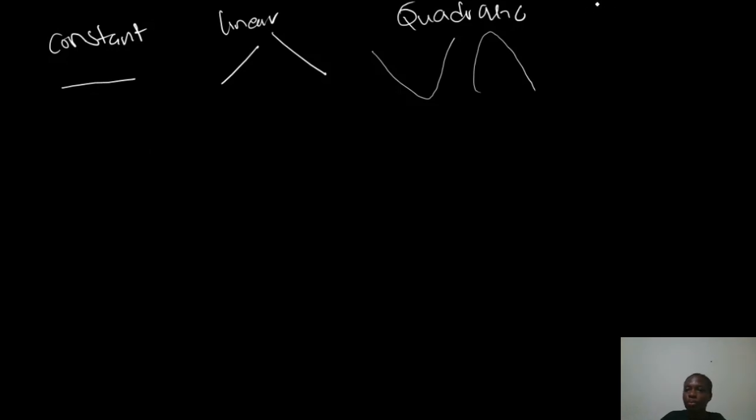Then for a cubic function, the curve is usually like this or like this. Let me redraw this. So for the cubic, the curve is usually like this, or you can get something like this, depending on which kind of equation you are given.